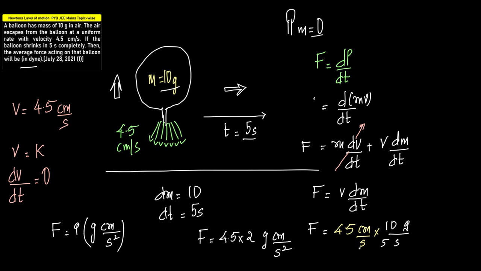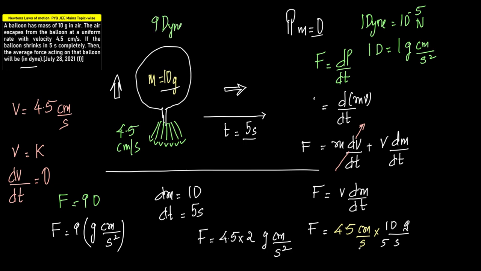And what is gram centimeter per second square? See, one dyne is actually equal to 10 to the power minus 5 Newton, and one dyne is also 1 gram when accelerated through an acceleration of 1 centimeter per second square. So this actually becomes F is equal to 9. What is gram centimeter per second square? It becomes Newton, right? Sorry, it becomes dyne. So the correct option is force is equal to 9 dynes.